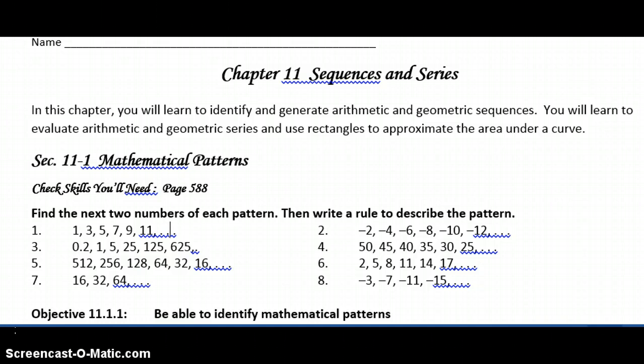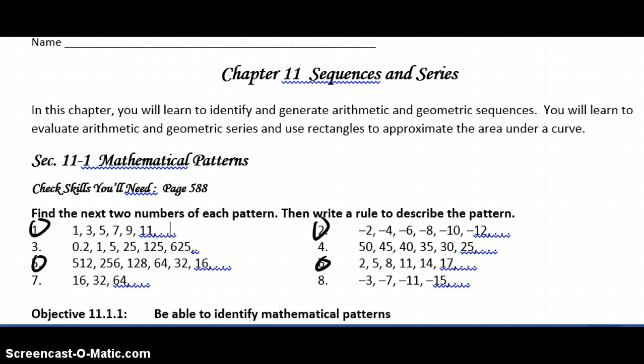To begin with, I'd like you to do the check skills you'll need. Let's do 4 of those problems. I'd like you to do questions 1, 2, 5, and 6. So please do those 4 problems, 1, 2, 5, and 6. Pause your device and then pick it up again once you have completed those problems.